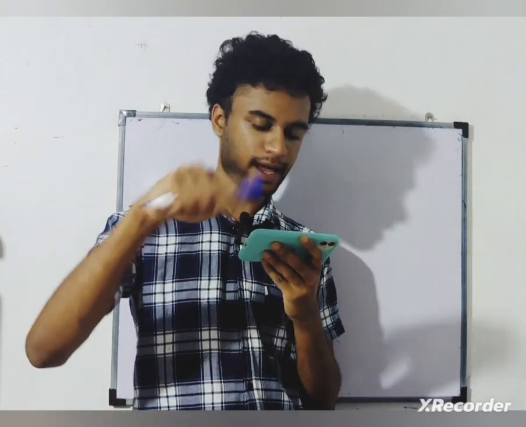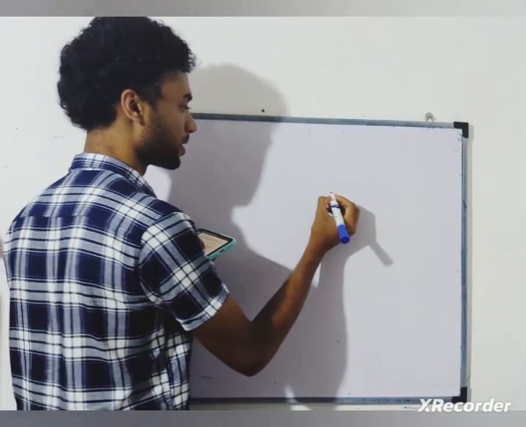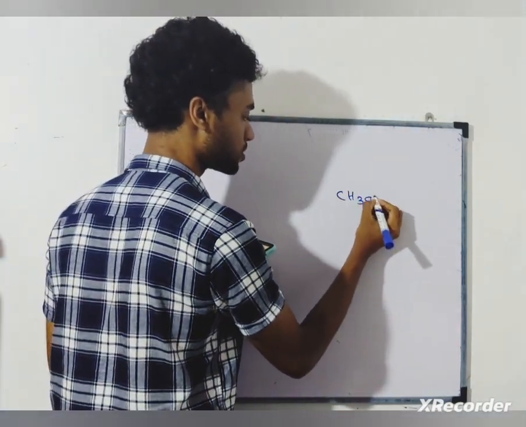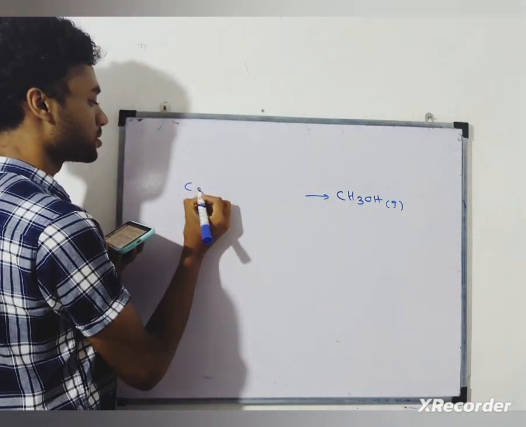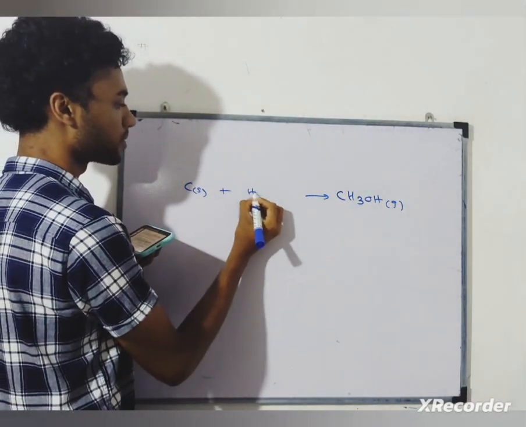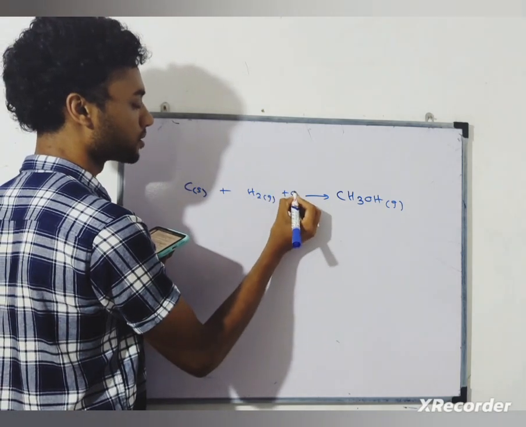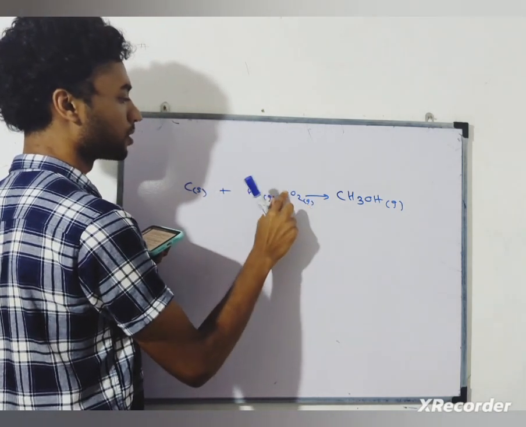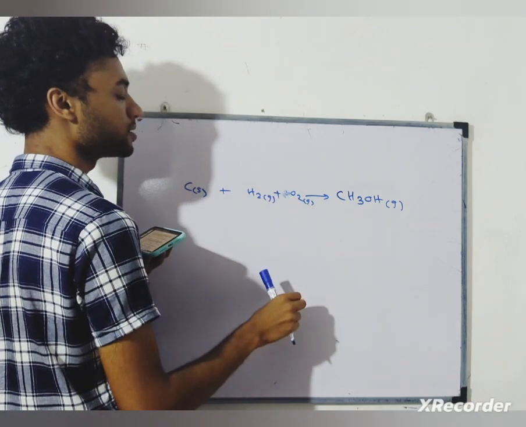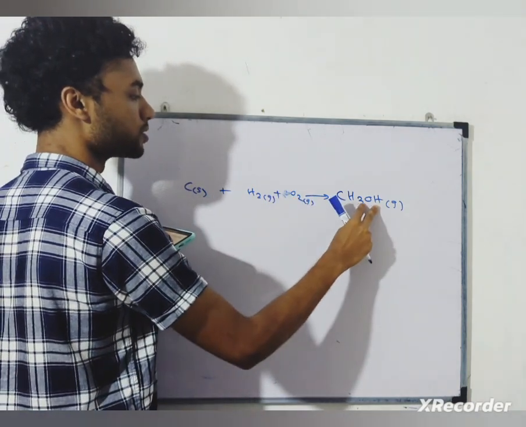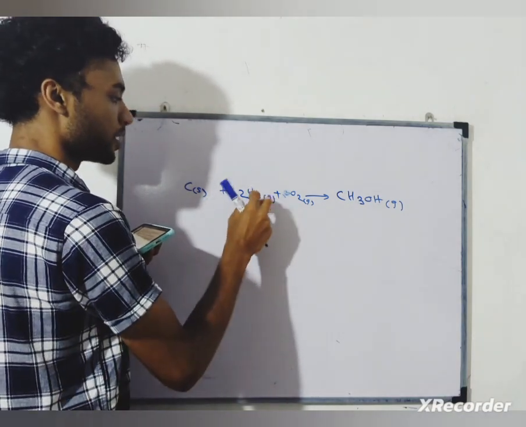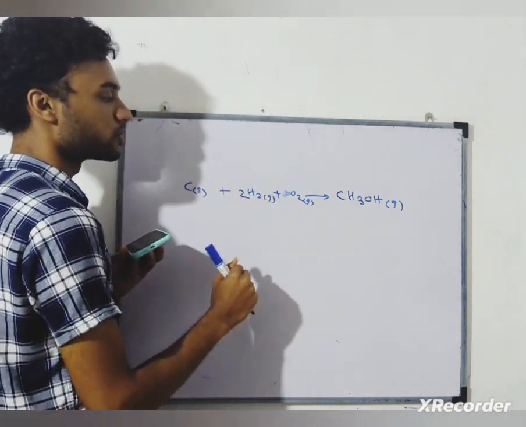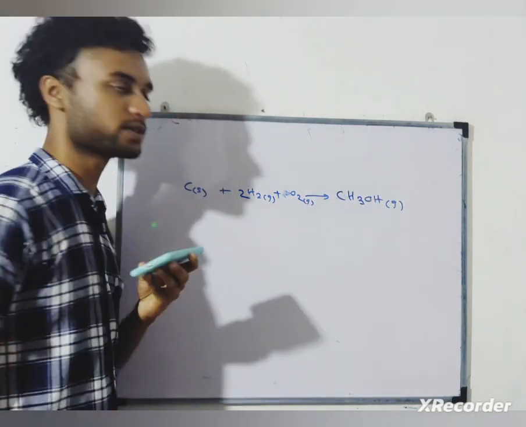So we have to form gaseous CH3OH. Read each and every statement, right? So to form gaseous CH3OH, I should start with carbon solid, then hydrogen gas, then oxygen gas. Here I have 4 hydrogens, then I should have 2 hydrogens here, 2H2 gas here. This is because I'm going to form 1 mole of CH3OH gas, right?